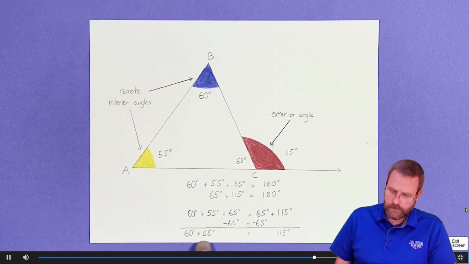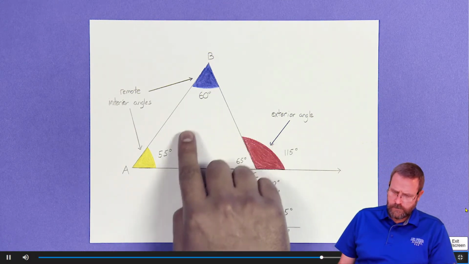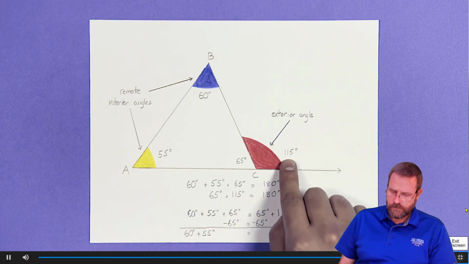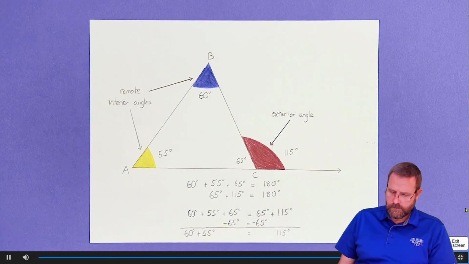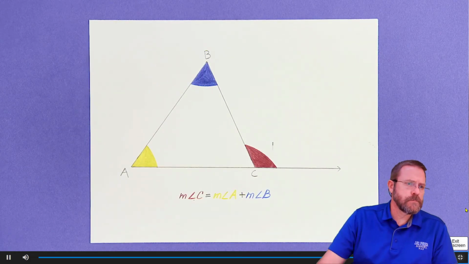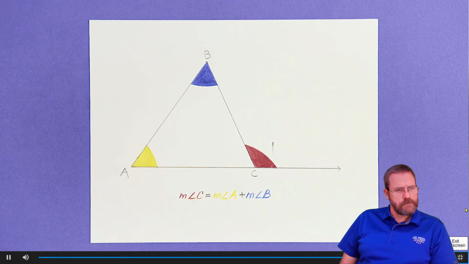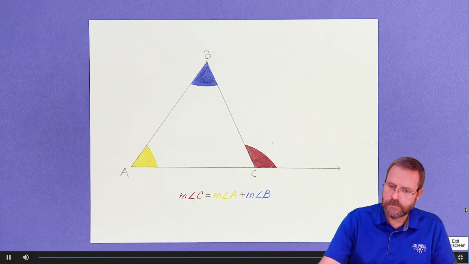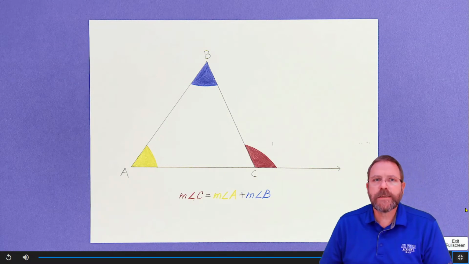Notice that the sum of the measures of the two remote interior angles, 60 degrees plus 55 degrees, is equal to the measure of the exterior angle, 115 degrees. This relationship is true for any triangle. The measure of an exterior angle of a triangle is equal to the sum of the measures of its two remote interior angles. All right, that's going to be it.